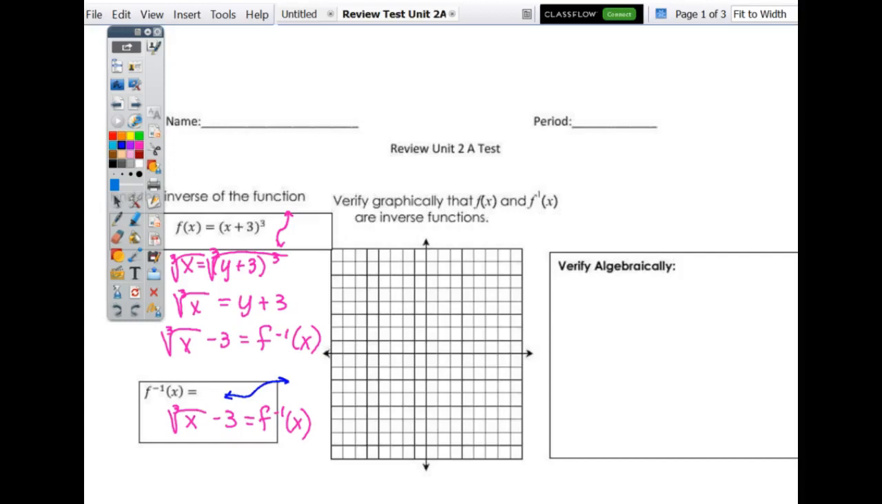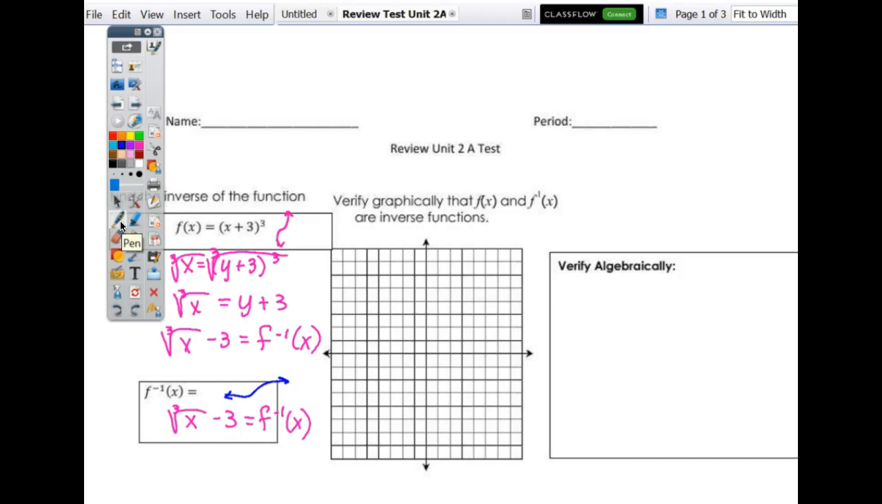So we're going to start by finding the inverse of (x + 3)³. So we switch the x and the y, and the reciprocal of cubed is cube root, so I took the cube root on both sides and I subtracted 3, and this is my inverse then. So the cubic looks like this, and the cube root looks like this.